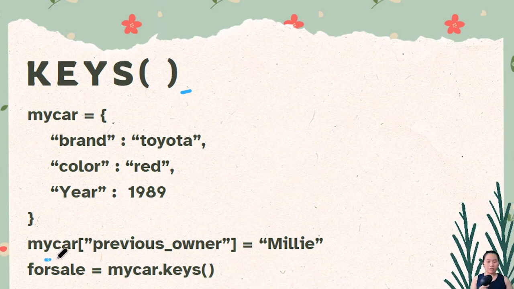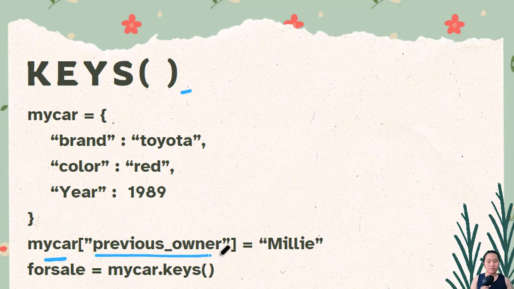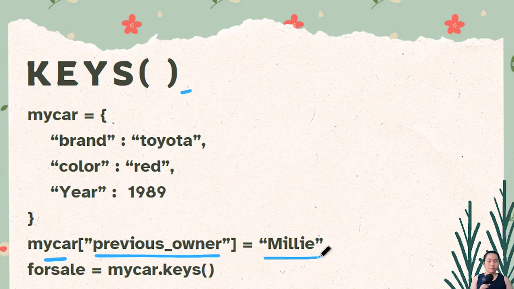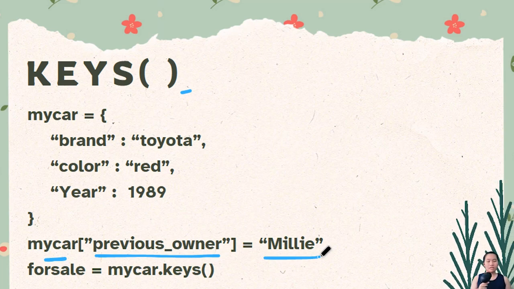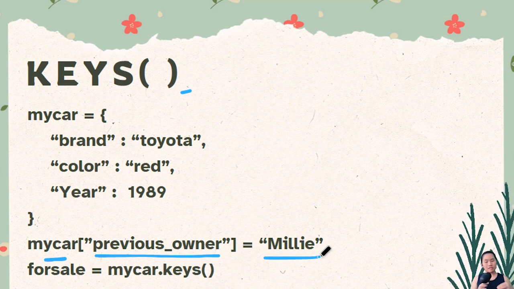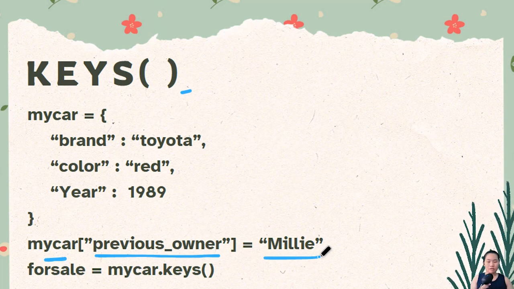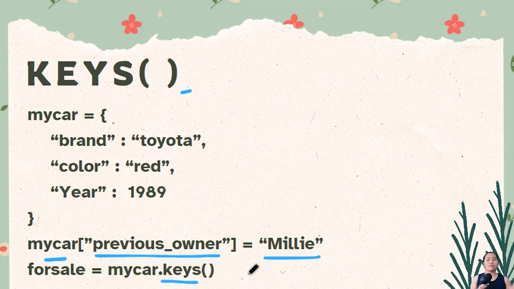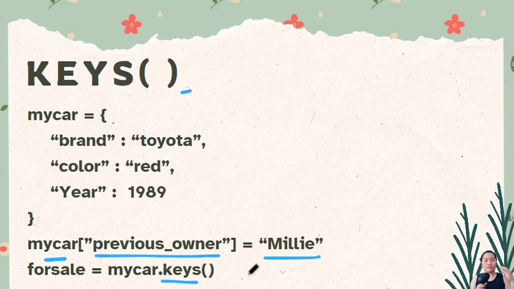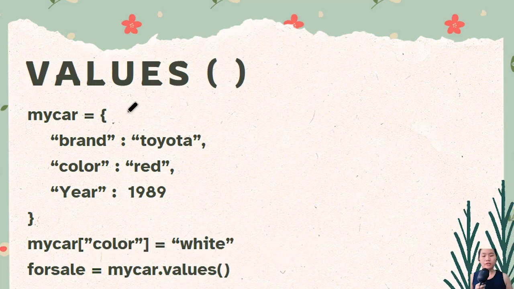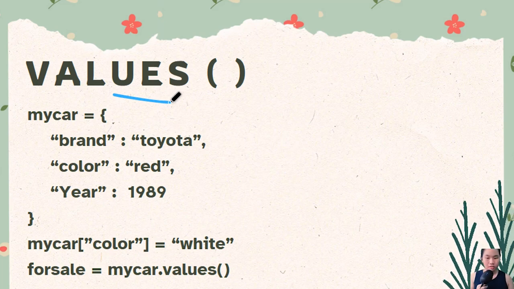As you can see here, my car is the dictionary. And then I'm adding in previous owner equals to Millie, okay? So I've made some changes, I've added some things, and we should have a new list. And as you can see here, I put for sale after the changes that I've made. So for sale dot keys, and then after that, you print out for sale, and it would have previous owner within the dictionary. Okay, then let's take a look at values and what it can do for you. We're using the same dictionary.